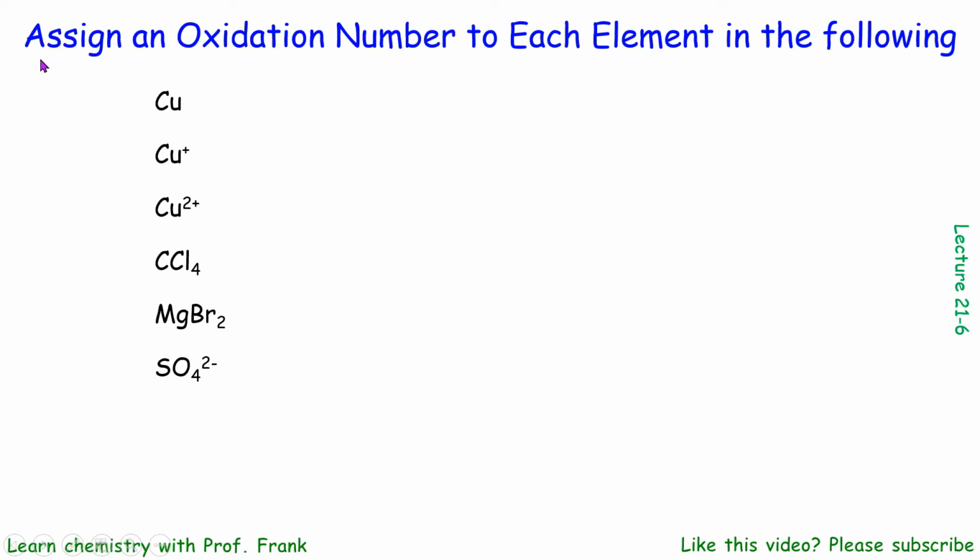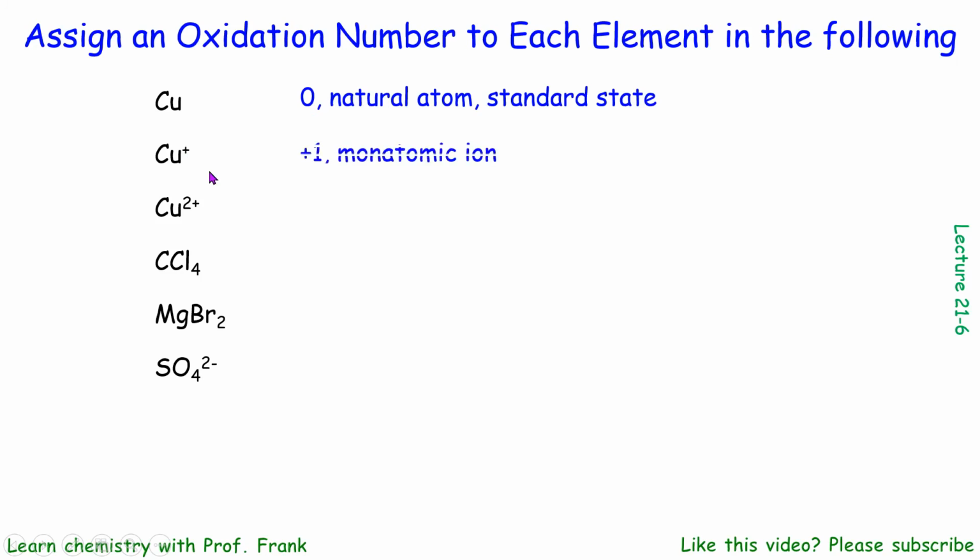Okay, now let's assign an oxidation number to each element in the following species. Copper, no charge, which means it's in the elemental form, oxidation number should be 0. Copper 1 plus, this is a monoatomic ion. The oxidation number equals charge. The charge is positive 1, and then the oxidation number is also positive 1.